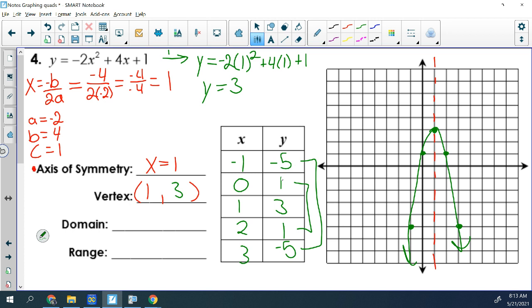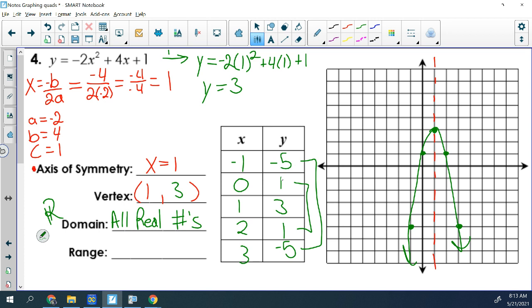For these last two questions then, our domain is essentially what x values left and right do we cover, and we always cover all of the x values on quadratics on these graphs because they go left and right forever. So we actually get to say all real numbers. If you want to say R, that's okay. If you want to use this symbol, this is a mathematical symbol for all real numbers, that works too.